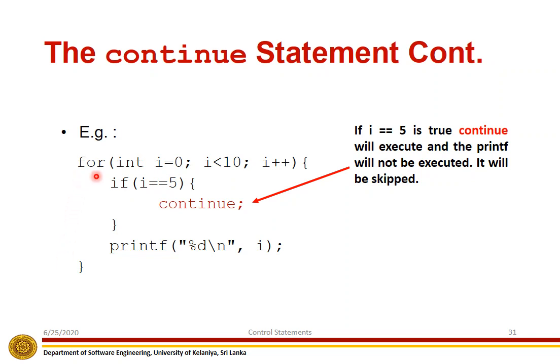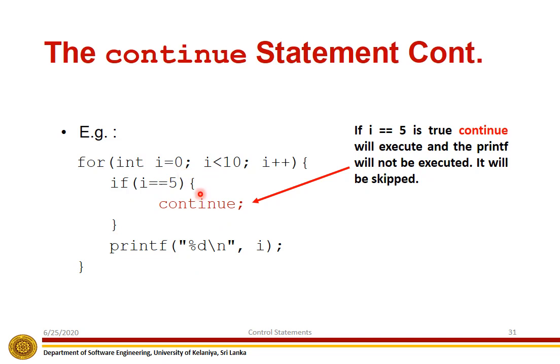In the for loop I have given int i equals 0, i less than 10, and i++. This is for printing the numbers 0 to 9, and inside that I have used an if statement. If i is equal to 5, then continue. When this is executing, this will print 0 to 4, and when i is equal to 5, it will continue. So it will skip the printf statement and go to the next one, i equal to 6.